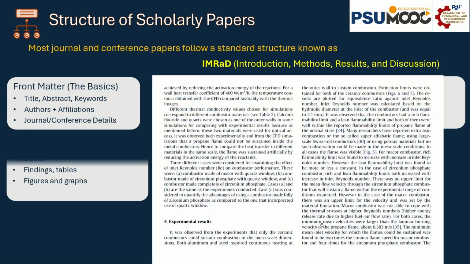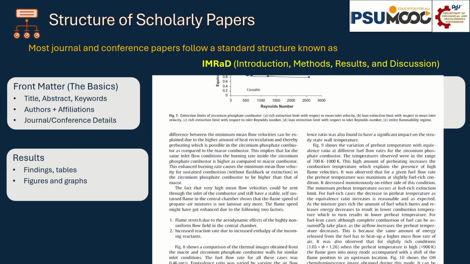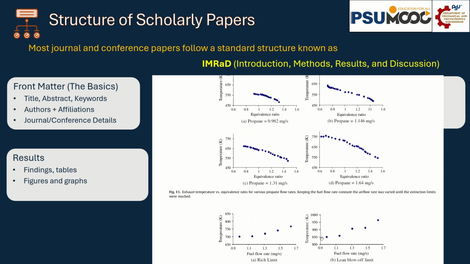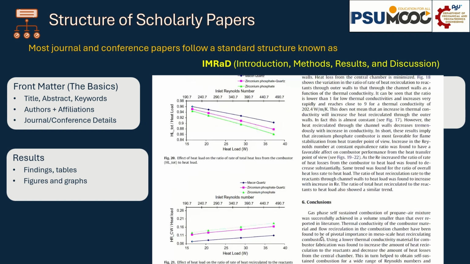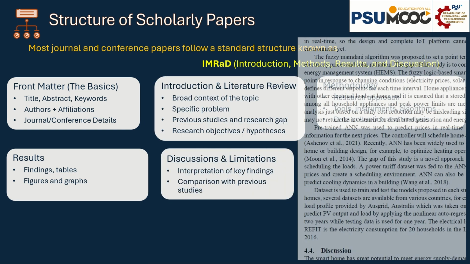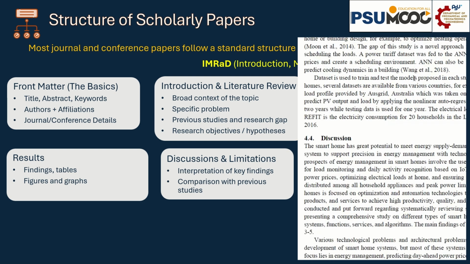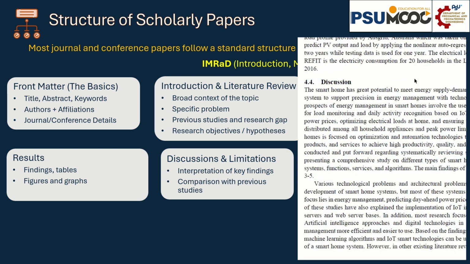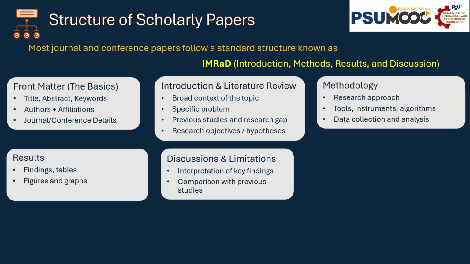The results section presents the raw, objective findings, supported by the authors' tables, charts, and graphs. It focuses strictly on facts without speculation. This leads directly into the discussion section. This is where the authors interpret those findings and explain what they actually mean, and compare them directly to previous studies. Crucially, this section also addresses the study's limitations.